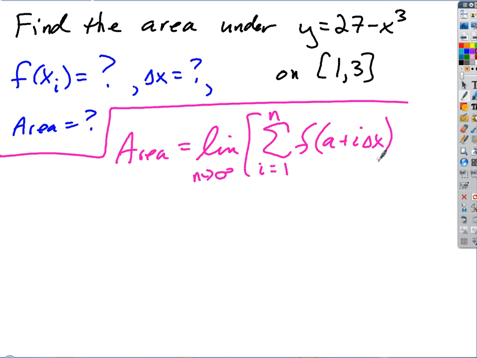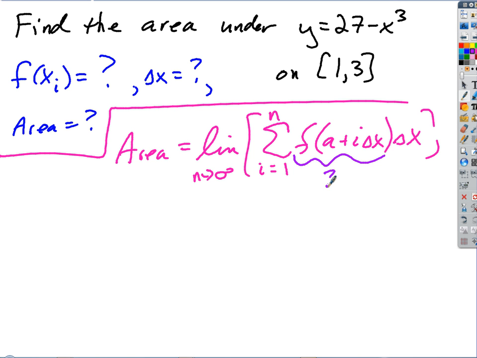And what was the width? Delta x, yeah. So there it is. That's what our area formula is going to look like. And in a couple of these questions in part 2, they're just asking what this f of x sub I looks like. What is this part right there? Okay. Well, what if f of x is 27 minus x cubed?